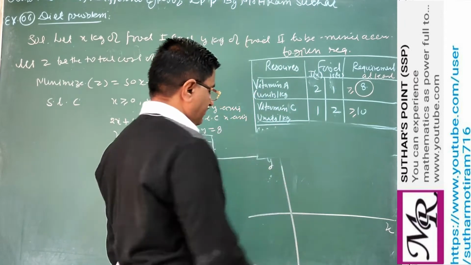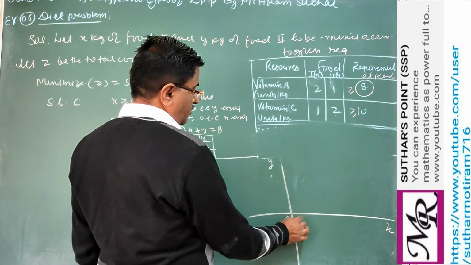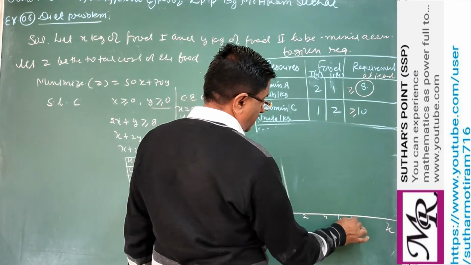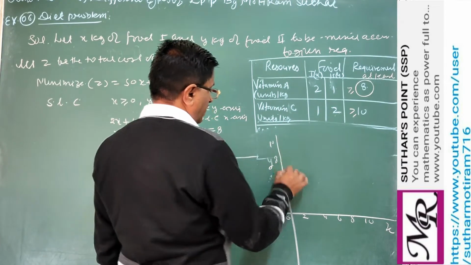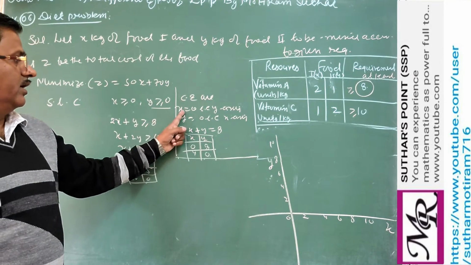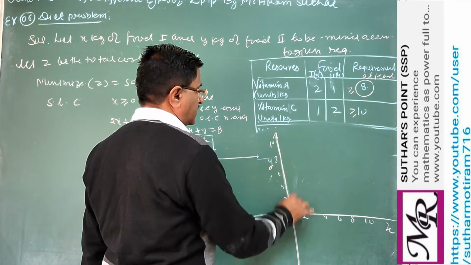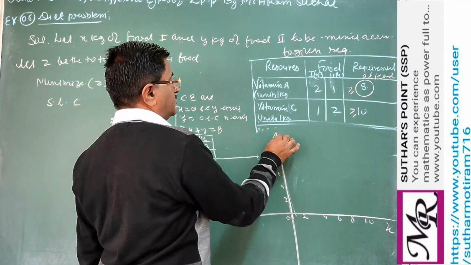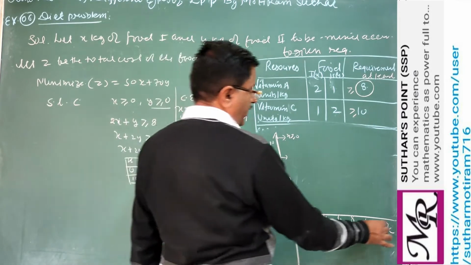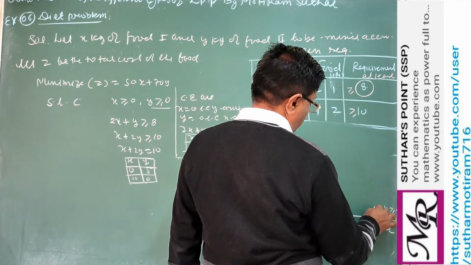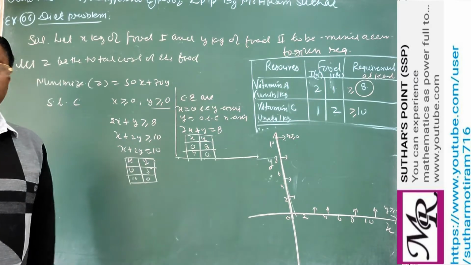How do we draw the graph? As the points are given up to 10, you may take 0, 2, 4, 6, 8, 10 on both axes. Now plot the points for the first line. x equal to 0 is the y-axis, so the first condition says the solution should be on this side, x greater than or equal to 0. Then y greater than or equal to 0 means the solution will be toward this side. The arrow indicates the side of the solution.